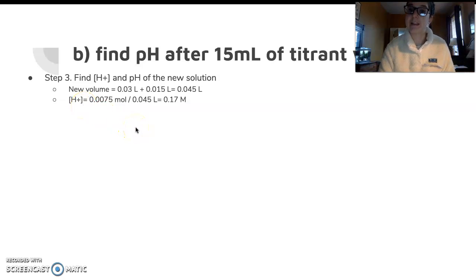So now I can calculate the pH, which is the negative log of the concentration of H plus. So my pH is 0.77. Still very acidic. I have not yet reached my equivalence point or anything like that. I'm still very much acidic.